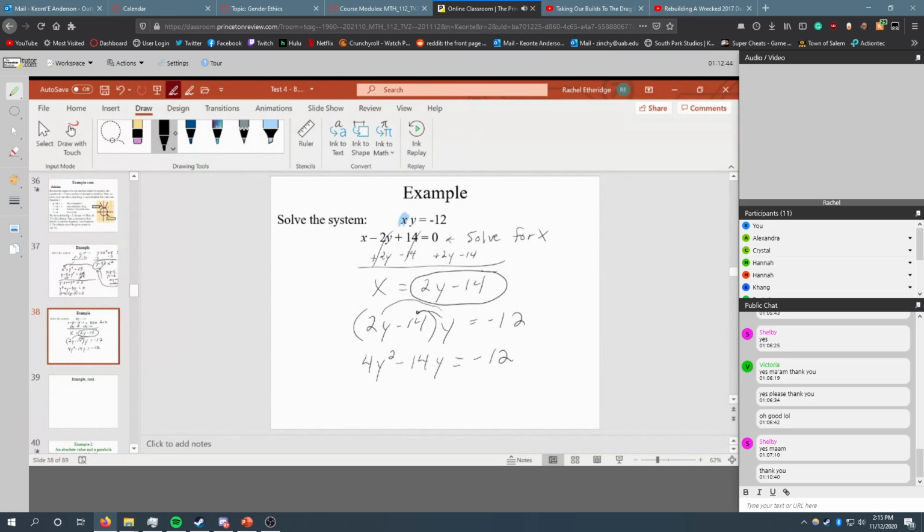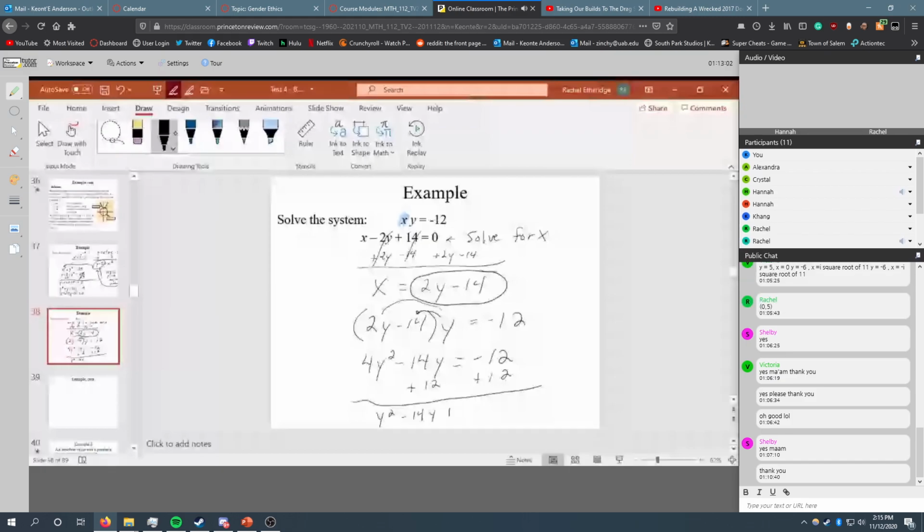And then I'm going to need to move the 12, because again, you can just imagine that on most all of these, you're going to end up with a quadratic. So you can't add 14y and 12, so you just bring it down. Now I have to factor again.